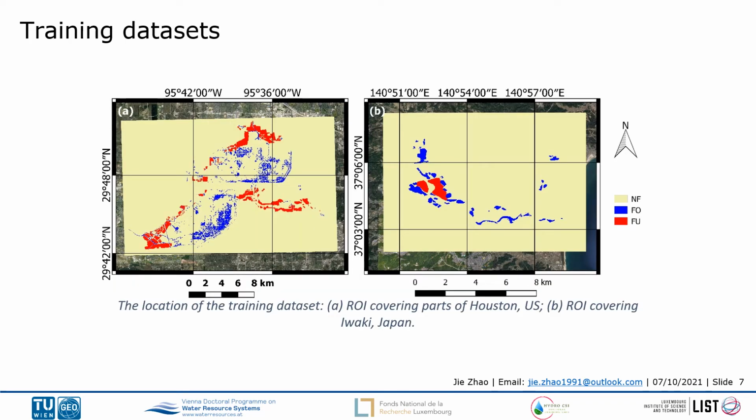Here is a training data set. The red areas are FU, which is flooded urban areas. The blue areas are FO, which is flooded open areas, while the yellow pixels represent the non-flooded areas.